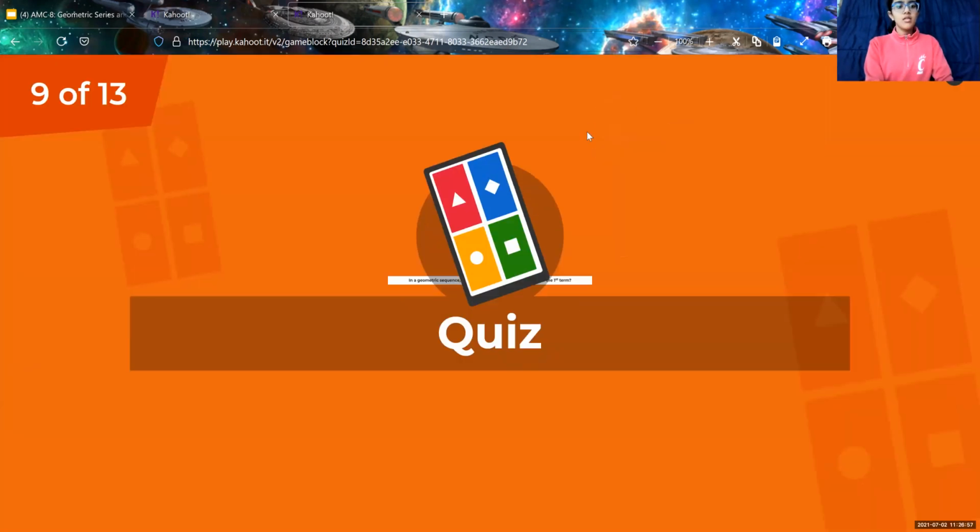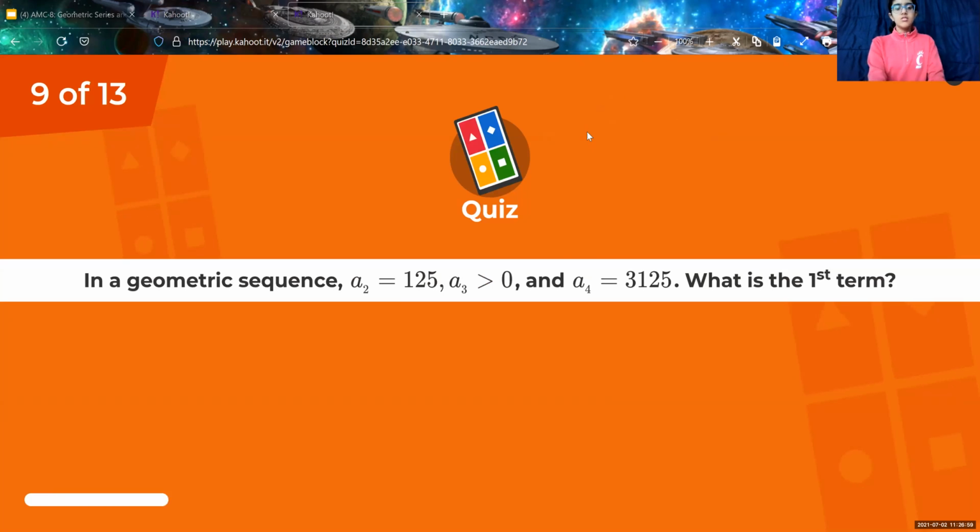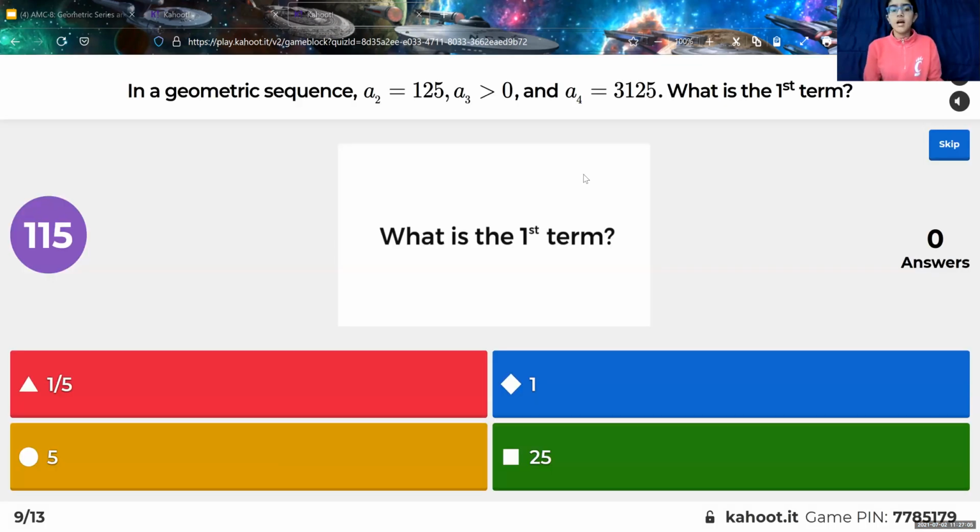Okay. So in a geometric sequence, A2, or the second term, is 125. A3, the third term, is greater than 0, and the fourth term is 3125. So what is the first term? So remember, to get from the second to the fourth term, you multiply by r squared, the ratio squared. To get from the second term to the first term, you divide by r.